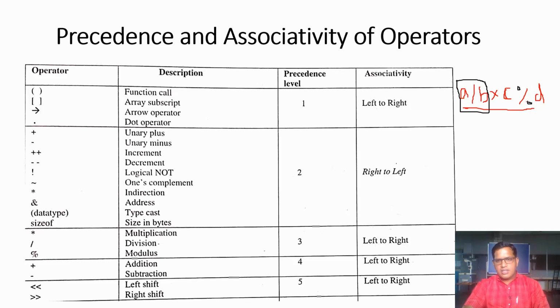After solving this, whatever result is obtained is now multiplied with C, because from the multiplication and modulus signs, the multiplication sign is present at the leftmost side and this operator is having left to right associativity. And finally, with whatever this result is, the modulus operation is carried out. So in this way, the associativity is useful while evaluating expressions.